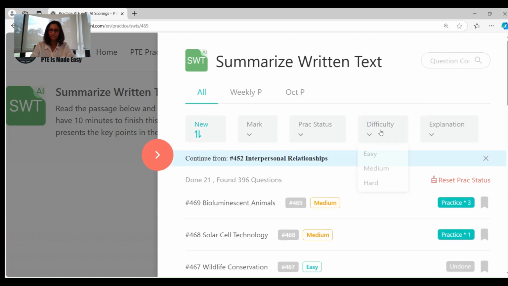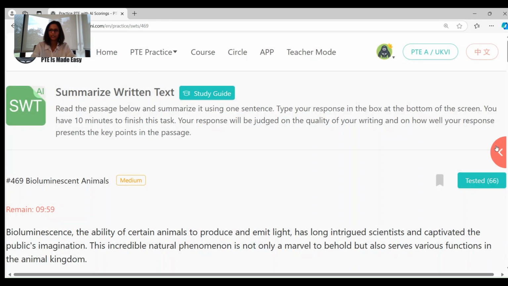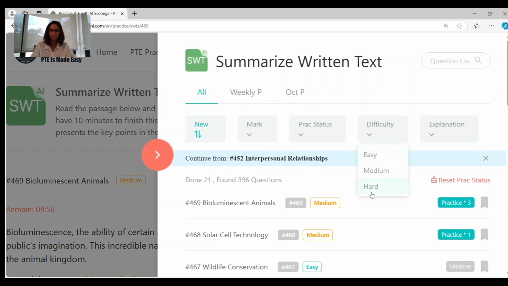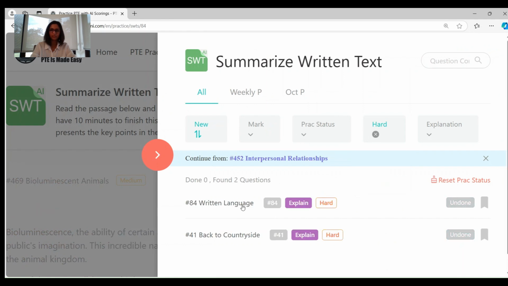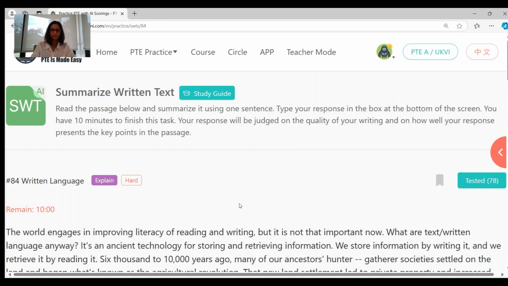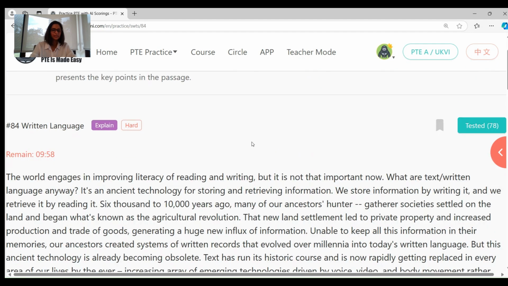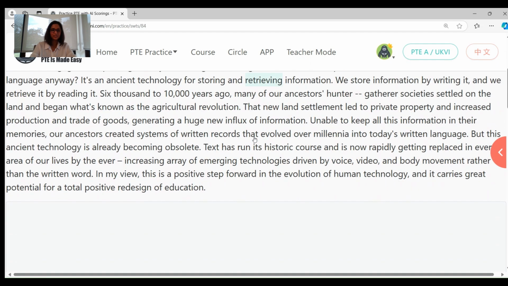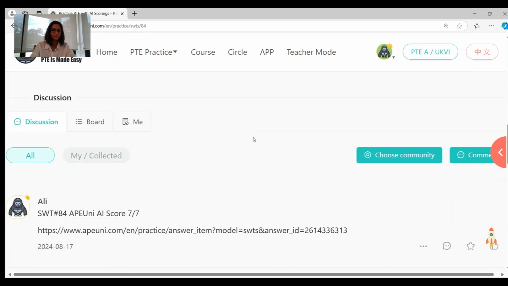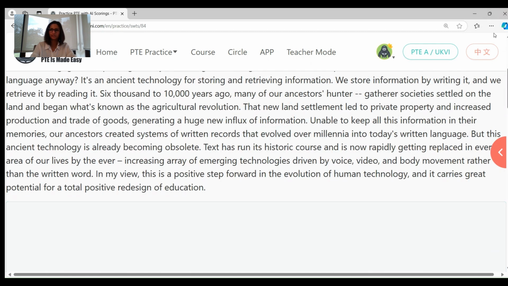Okay, let's do difficulty hard. Let's see if there are any hard ones. All right, written language. Let's do that one. Okay, it says undone. As you can see, I have zoomed in so you can all see what I'm doing. I might zoom out just a little bit.